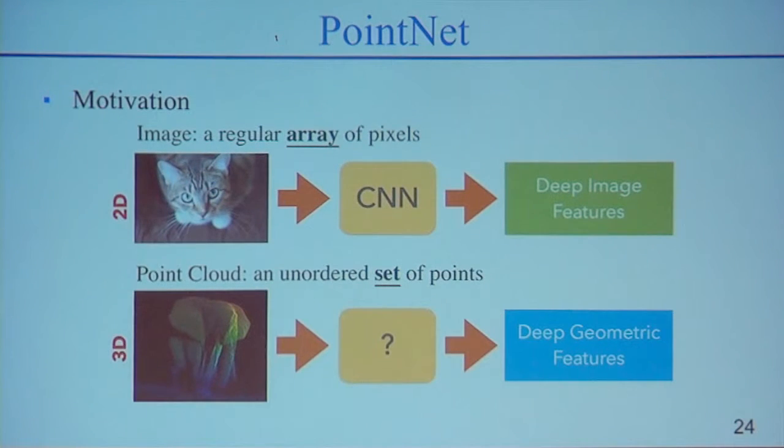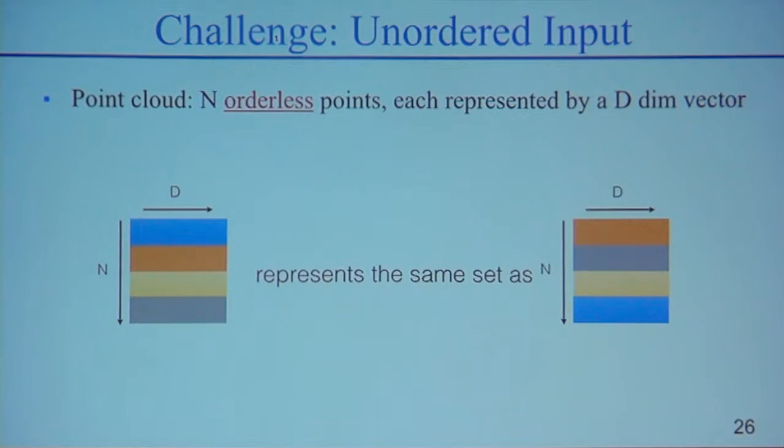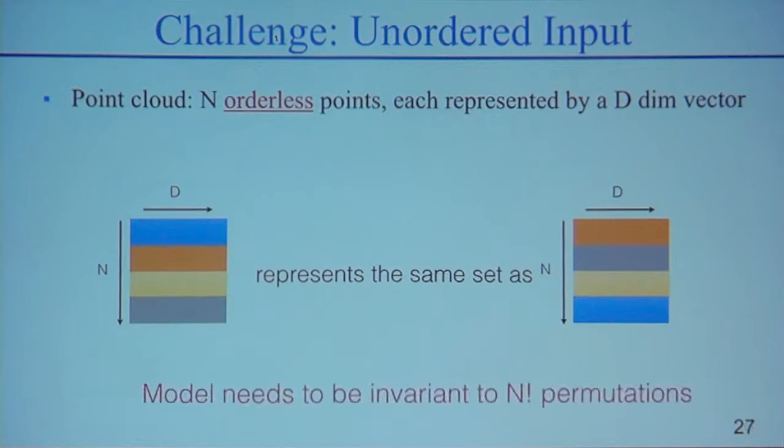Here's the motivation. For 2D CNN, we get really deep image features. You get shape information, but you also get appearance information. For 3D point cloud, we want to get geometric features. And if CNN is not good enough, what should we do? If you think about it, the point cloud is unordered points with D dimensions; the raw input is four dimensions: X, Y, Z, and intensity. And these N points can be permuted, so your operation should be permutation invariant.